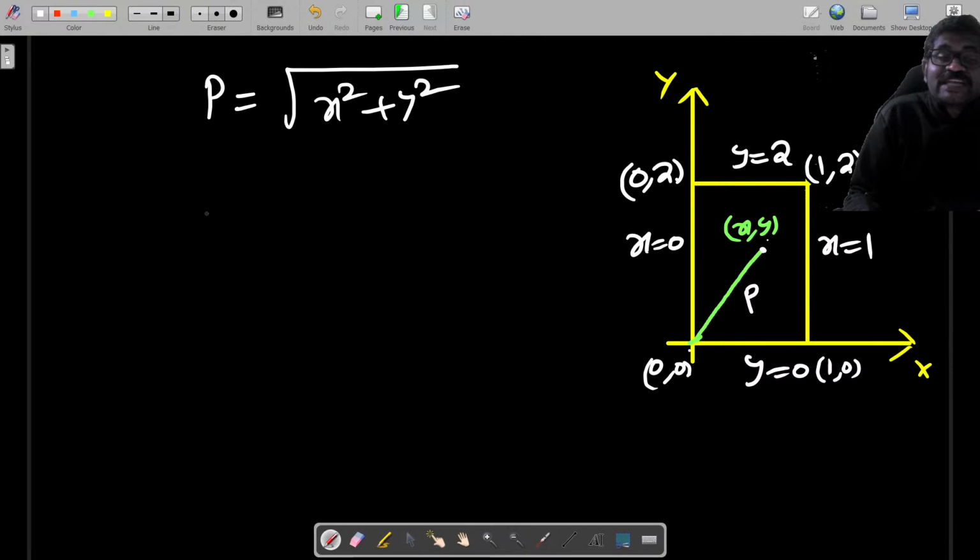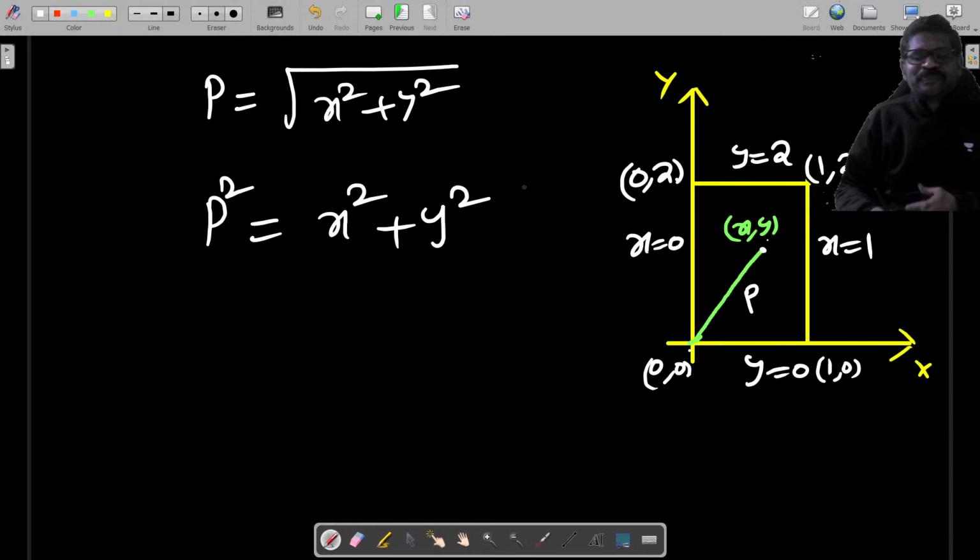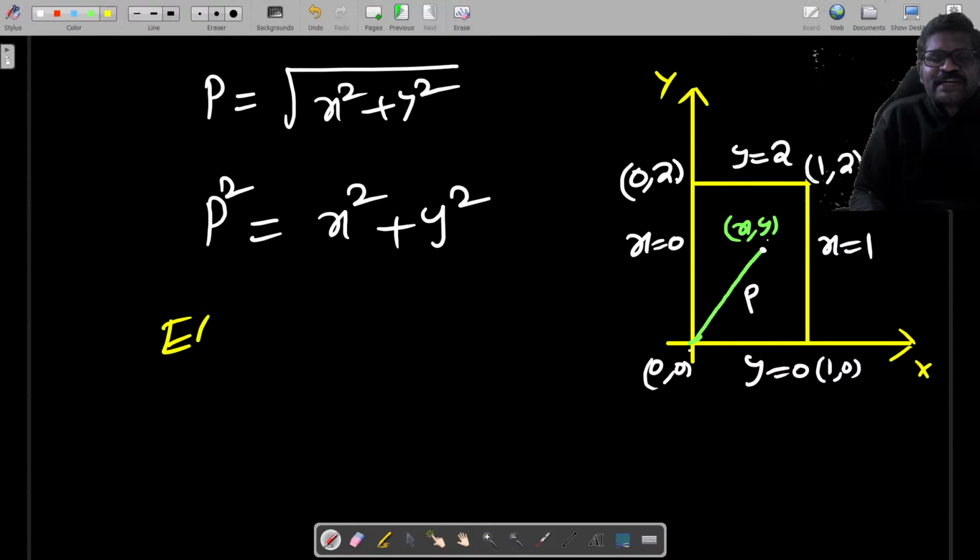but you have to find expectation of p square, expected value of p square. That's why I am calculating p square. P square equal to x square plus y square. Now expected value of p square means expectation of p square. Expectation of p square equal to, observe here, I am writing on the next slide.